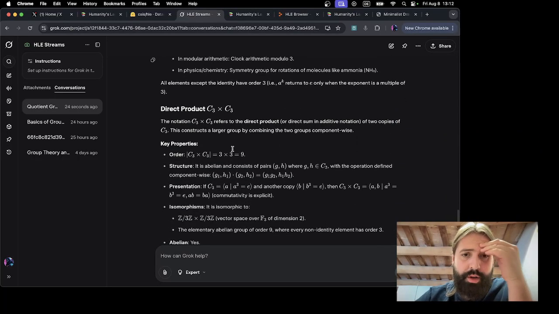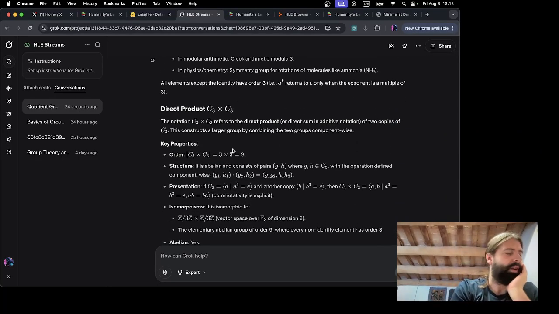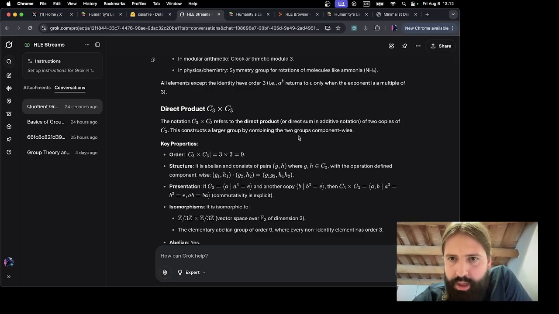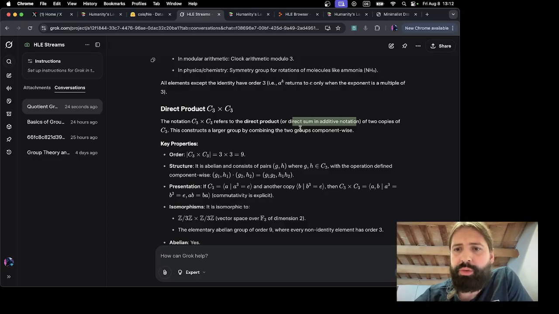The direct product, what is direct product in this case? Give me a second, guys. Okay, so the direct product, or direct sum in additive notation, I don't know what that means in this case, of 2 copies of C3. It constructs a larger group by combining the 2 groups component-wise. Okay.